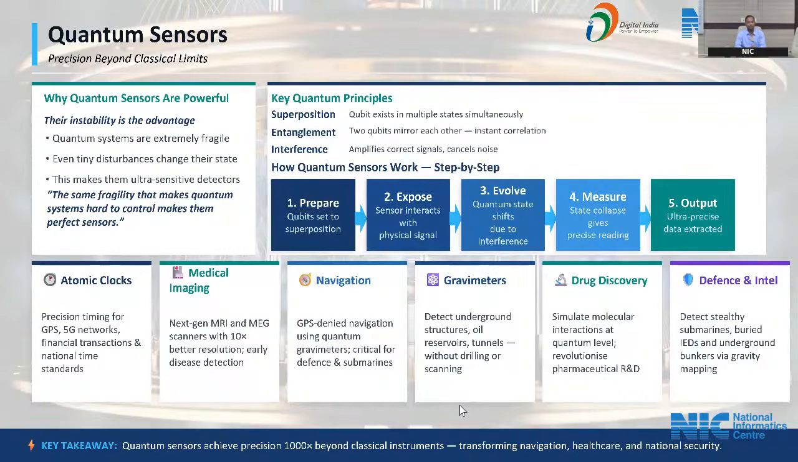Using this, the whole industry has started working on different types of sensors with very good sensing capability. And we believe that quantum sensors are low-hanging fruit, which can be achieved in the very near future. Apart from that, we can have atomic clock, medical imaging, navigation system, gravimeter, drug discovery, and defense and intelligence.